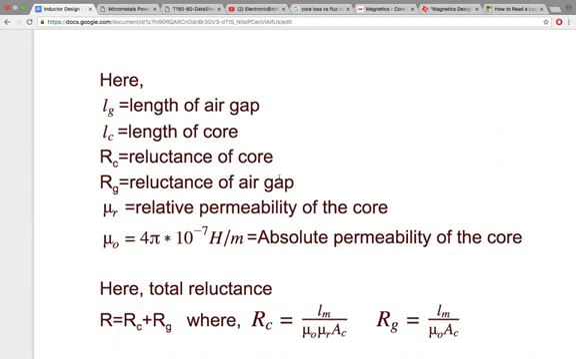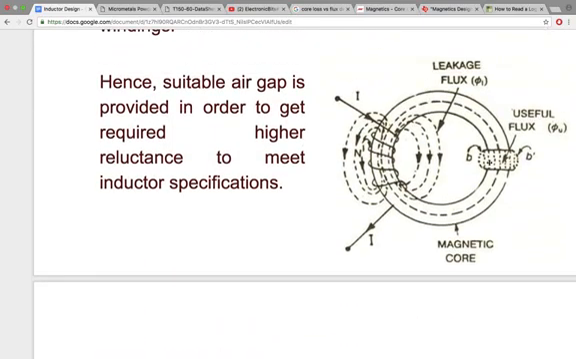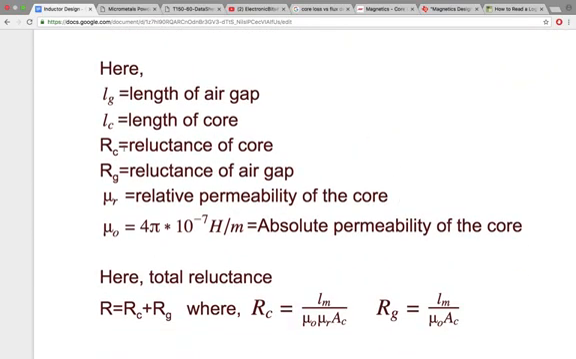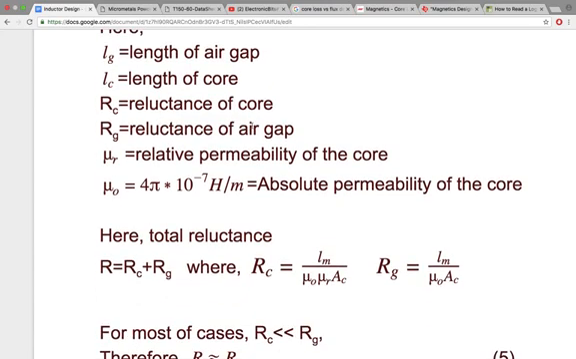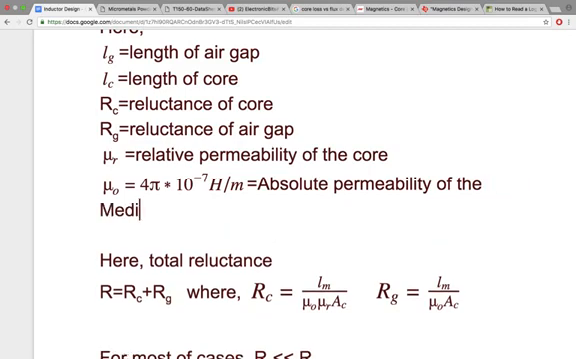Okay, so let us assume these are a few variables. LG is the length of the air gap, and the length of the core is, from this point, if you go throughout the core and come back here, the core length. Basically it's the length of the magnetic circuit minus the air gap length. So that is the core length, and these are the reluctances for the corresponding core and air gap. And mu r is the relative permeability of the core, and mu naught is the absolute permeability of the medium.